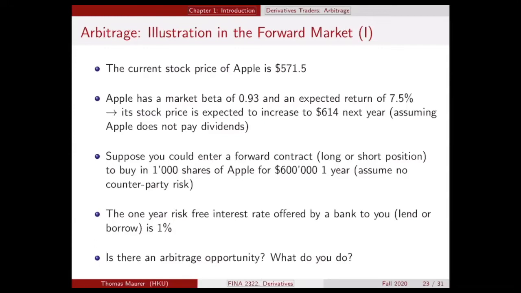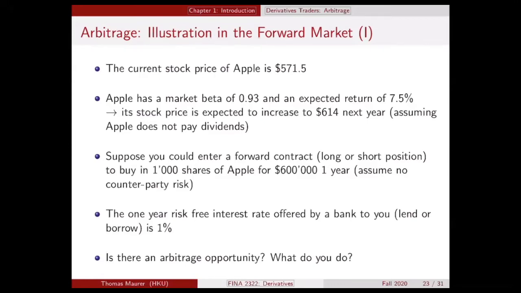Now, let's also suppose that the 1 year risk-free rate offered by a bank is 1%, and you can either lend money at 1% or borrow money from the bank at 1% interest. Okay. Now the basic question: is there an arbitrage opportunity, and if so, what would you do? At this point of the video, I would recommend you pause for a minute and write it down yourself and try to figure out how to get an arbitrage, so how to lock in a risk-free profit.